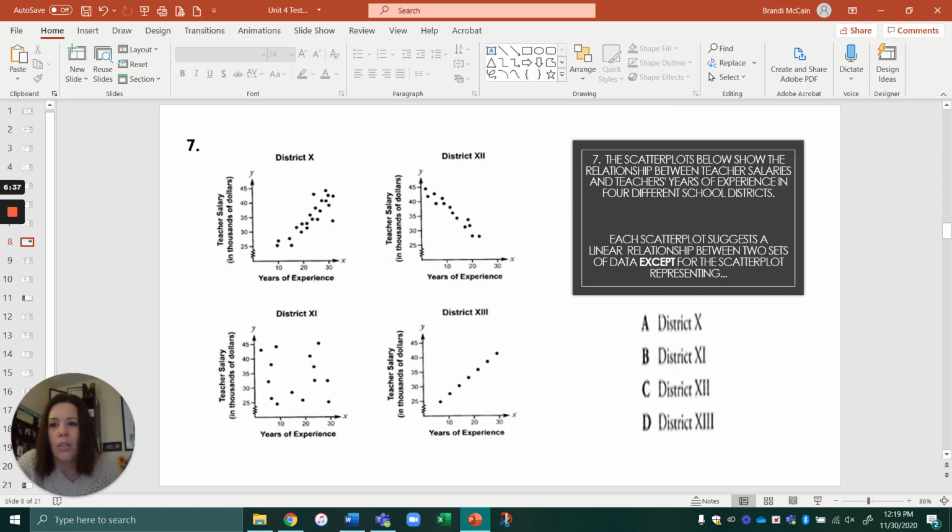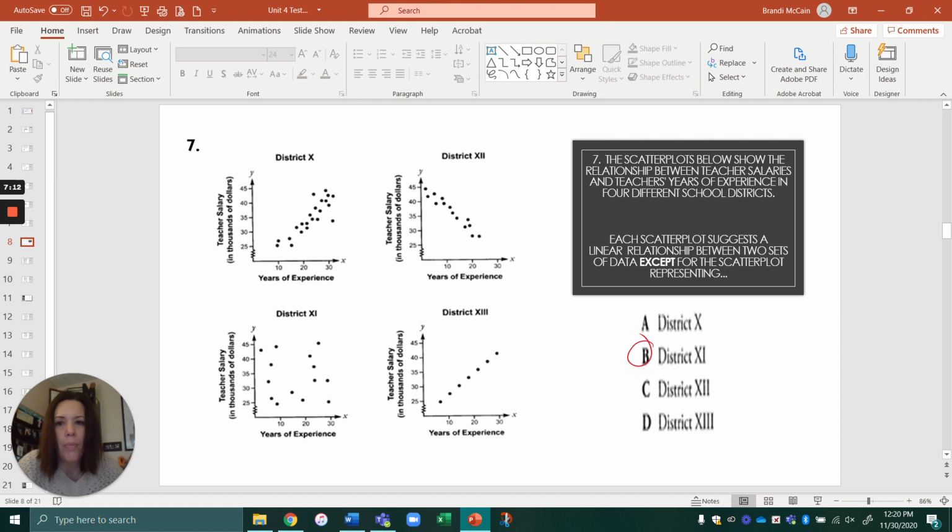Oh, oops. Now I'll go down one more. Okay, question 7. The scatter plot shows the relationship between teacher salaries and teachers' years of experience. Each scatter plot suggests a linear relationship between two sets of data except for... So here we're looking for the one that is not linear and doesn't make a line. So this makes a line going up, makes a line going down, makes a line going up, and these points are scattered everywhere. There's no line here at all. So this one is District 11. So that one's that one.